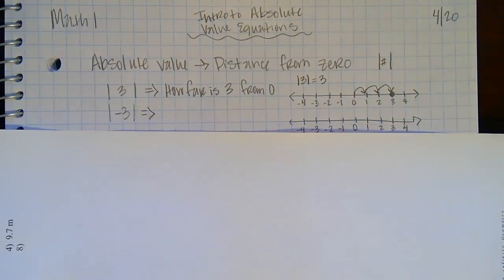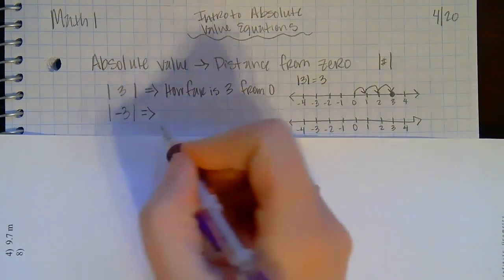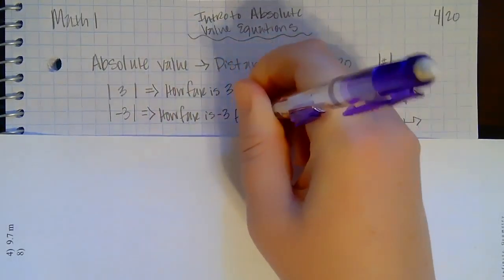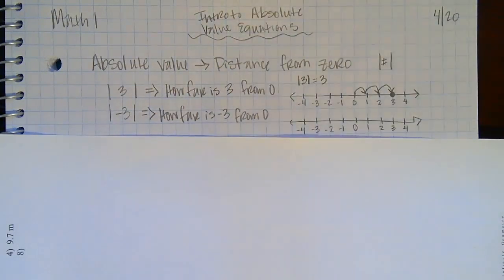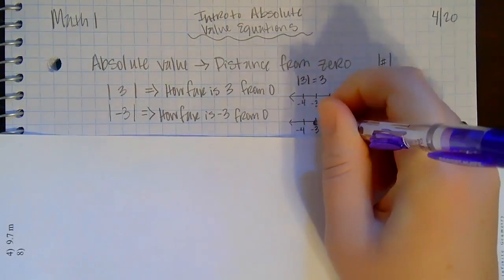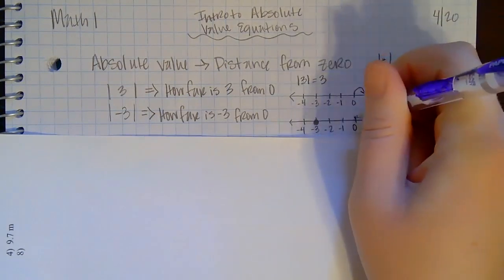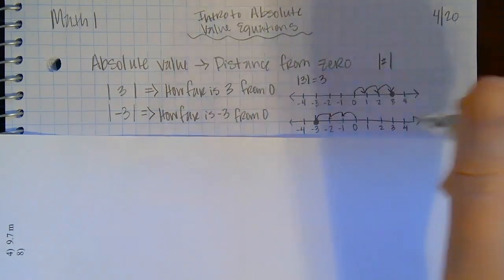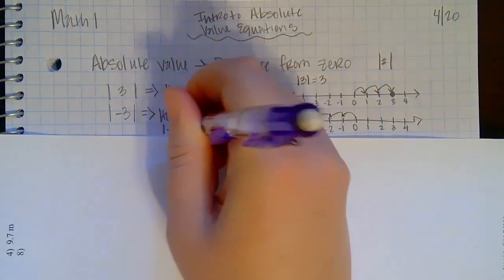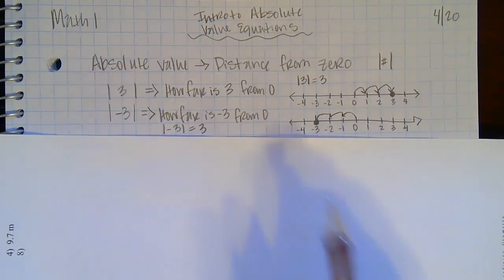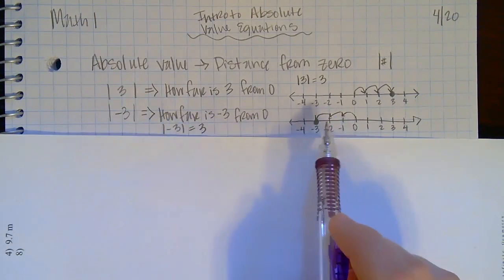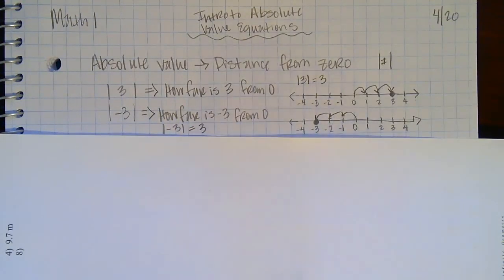Same thing for -3. If we look at this again here, absolute value of -3 means how far is -3 from 0. Okay, so if I look at here, here's -3 right here. So I'm going to count from 0. 1, 2, 3. So that means that the absolute value of -3 is also 3, because both 3 and -3 are both 3 away from 0. So it's counting spaces from 0.